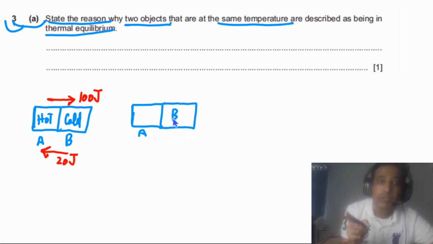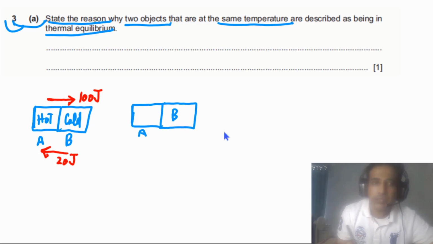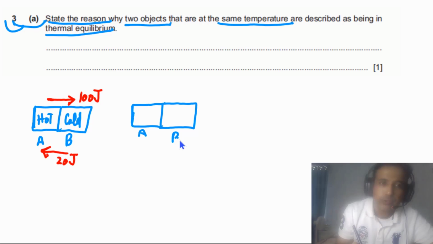They have reached the same temperature. So let me clean this one. So they have reached the same temperature now. So this is object B. This one is hot and this one is also hot, but they are at the same temperature. So delta T is equal to 0.